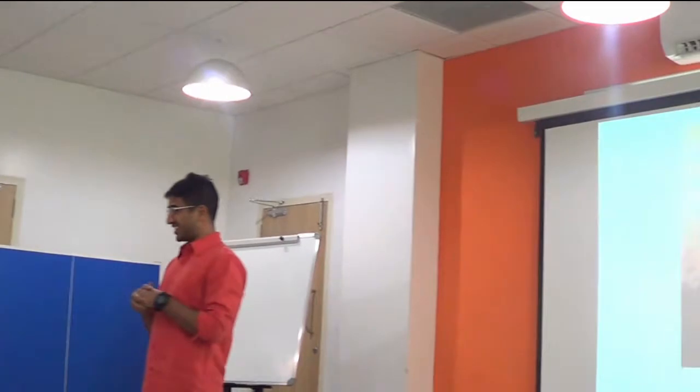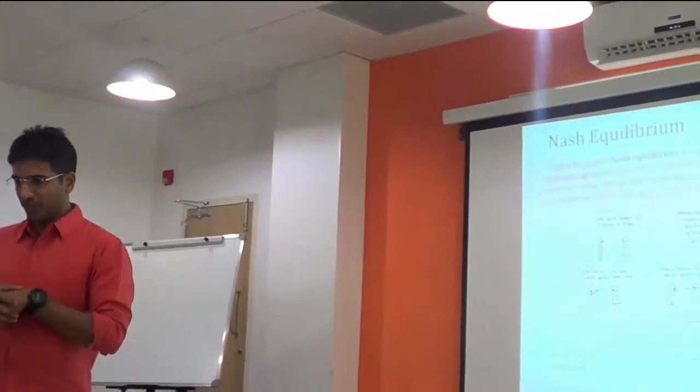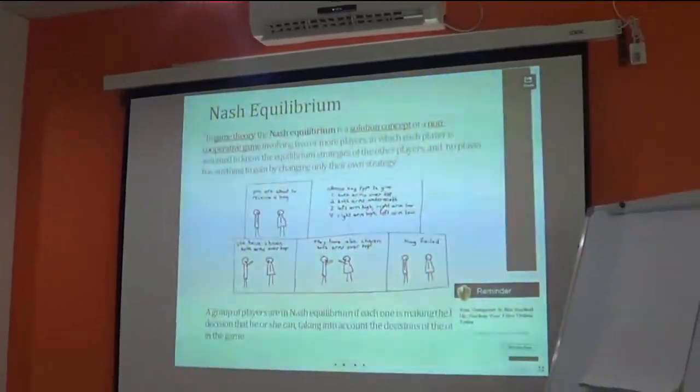Like I asked you, if we are selfish, how do we work as a team? That is the primary question. So where does it come from? Have you heard of this? Nash equilibrium?